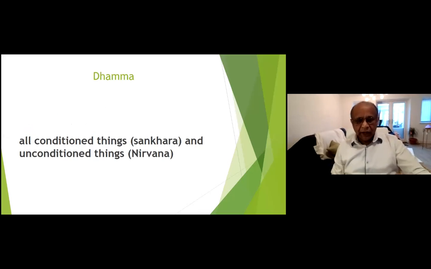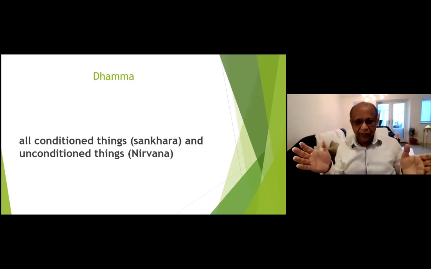So then what is Dhamma? Now we may get the wrong meaning because we have Buddha, Dhamma and Sangha. In that respect, Dhamma means the Buddha's whole teaching. But in terms of contemplating on mindfulness, Dhamma means all conditioned things, which we call in Pali Sankhara, and unconditioned things, which we call Nirvana.